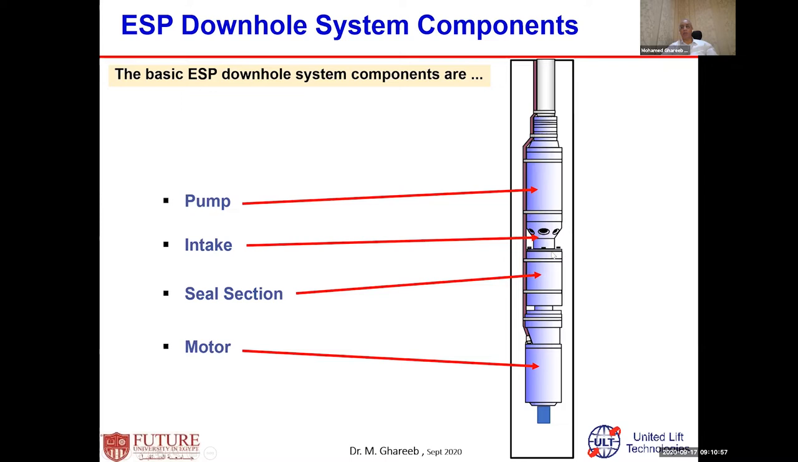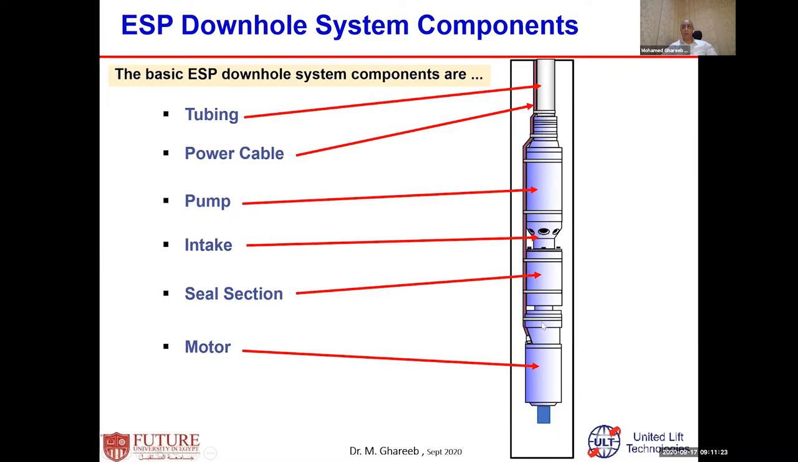What else is there? The cables. Because the pump is driven by electric submersible motors, and the electric submersible motor is running downhole in the wells, so far from the surface, then I need a source of power. How do I transfer power from surface to downhole? It's usually through the cables. Then at the end, all of that connects to the tubing for all the standard electric submersible pumping systems.